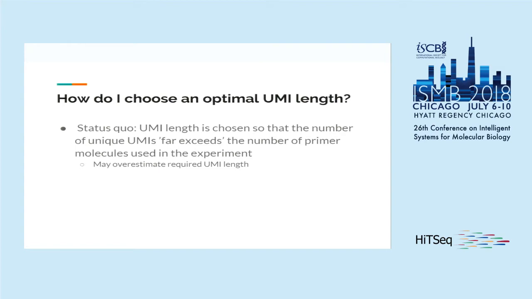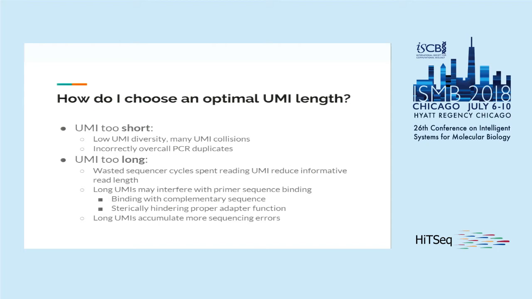And we note that if you choose UMIs that are either too short or too long, there are impacts on your experimental outcomes. So first, if your UMI is too short, you could have low UMI diversity, resulting in many UMI collisions and many incorrect PCR deduplication events. If your UMI is too long, on the other hand, you waste sequencer cycles that are spent reading that UMI that you could otherwise use on informative read data. In addition, long UMIs can interfere with primer sequence binding. For example, they could bind with complementary sequence, or you could sterically hinder a proper adapter function. In addition, you could accumulate more sequencing errors in your long UMIs, and this would be harder for your deduplication step later in the process.